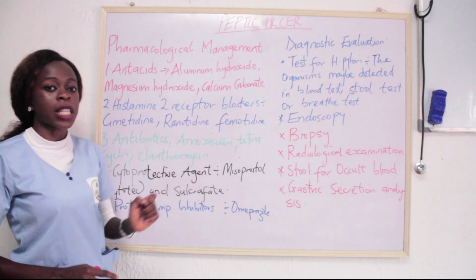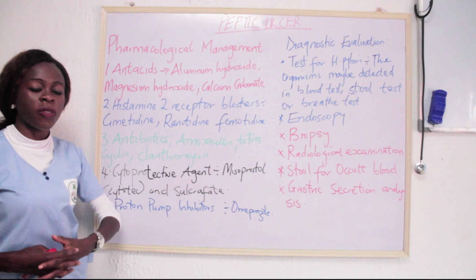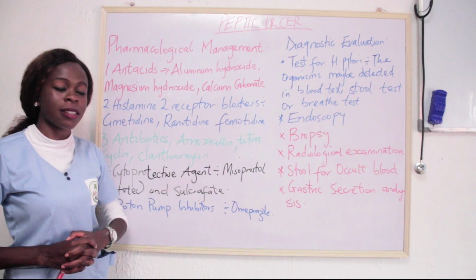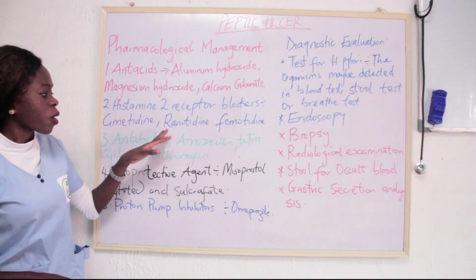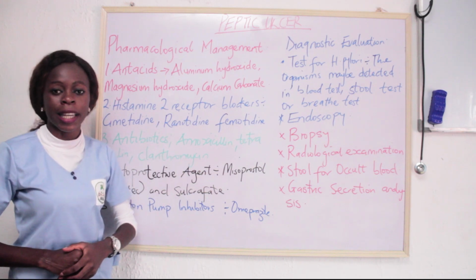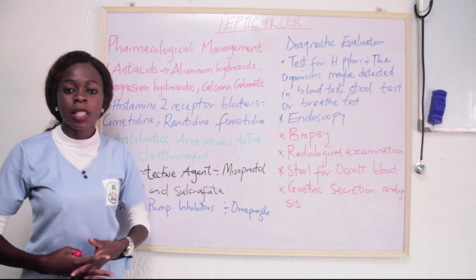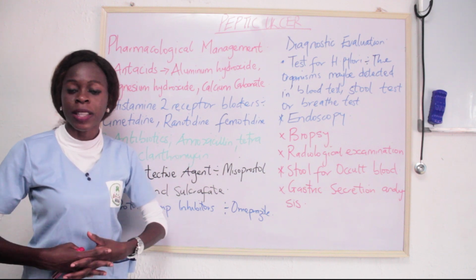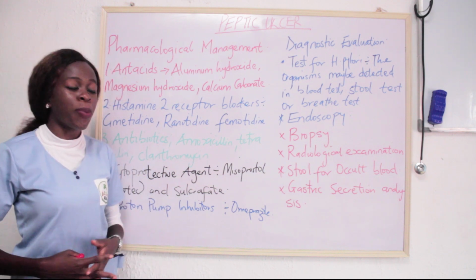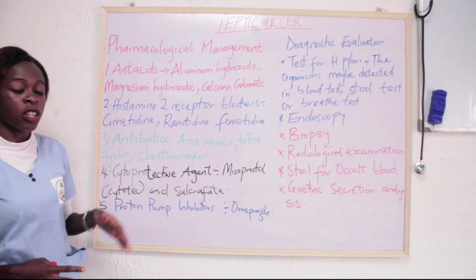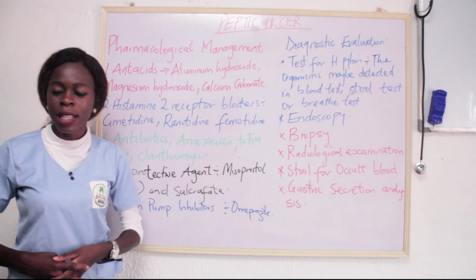Histamine 2 receptor blockers. Examples of the histamine 2 receptor blockers are cimetidine, ranitidine, and famotidine. Then the other is the antibiotics. The antibiotics, as the name implies, help to fight bacterial infection. Examples of that are clarithromycin, amoxicillin, and tetracycline.